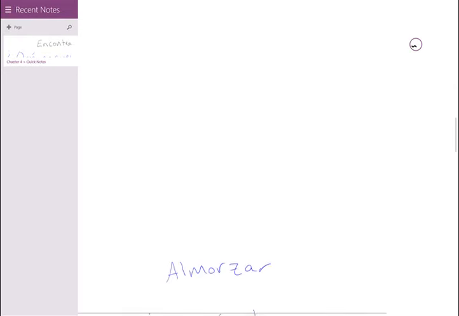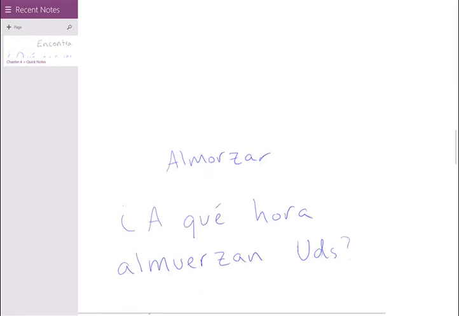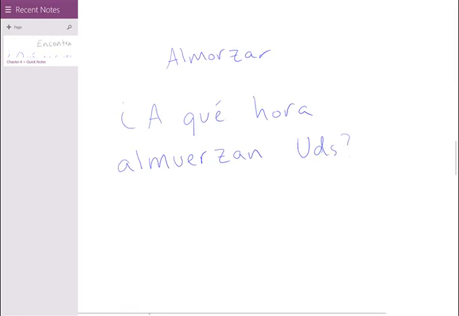Ahora, let's look at the verb almorzar. Now, almorzar means to have lunch. I'd like to clarify that in some countries in South America, this is a very common usage. However, in other countries, they do not use this verb to mean to have lunch. For example, in Spain and Mexico, lunch is called la comida. So it's something different, okay?